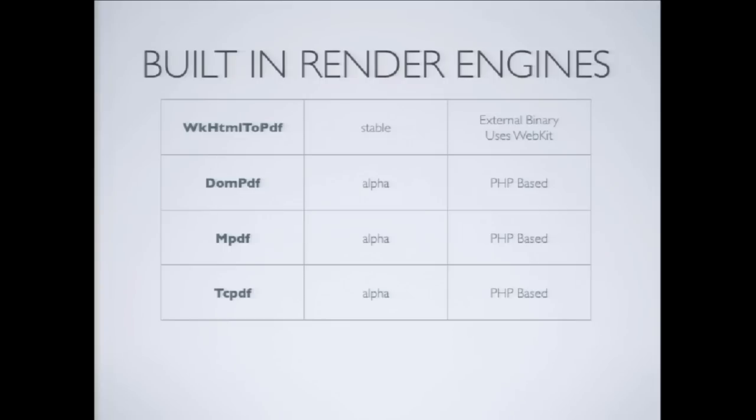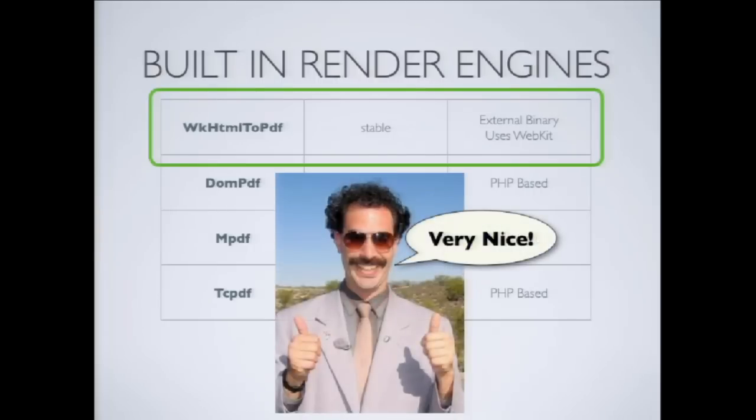They're all purely PHP-based renderers. They all have their own implementations of how to parse HTML, parse CSS, and convert it into PDF documents. They all have their own limitations. For example, DOM.pdf doesn't support float left. And they're still in alpha mode, so we don't fully support them in the plugin. So that's why we suggest always using WK-HTML to PDF, because that's always the best choice you can take.